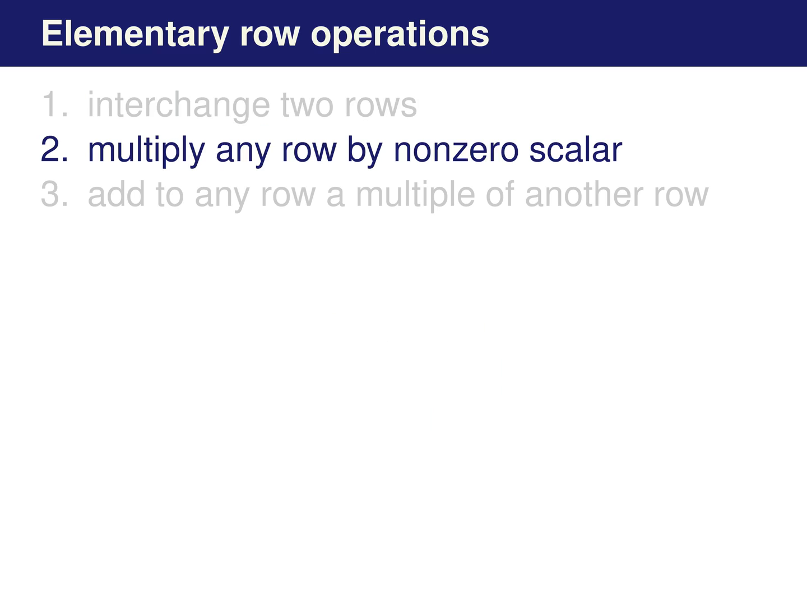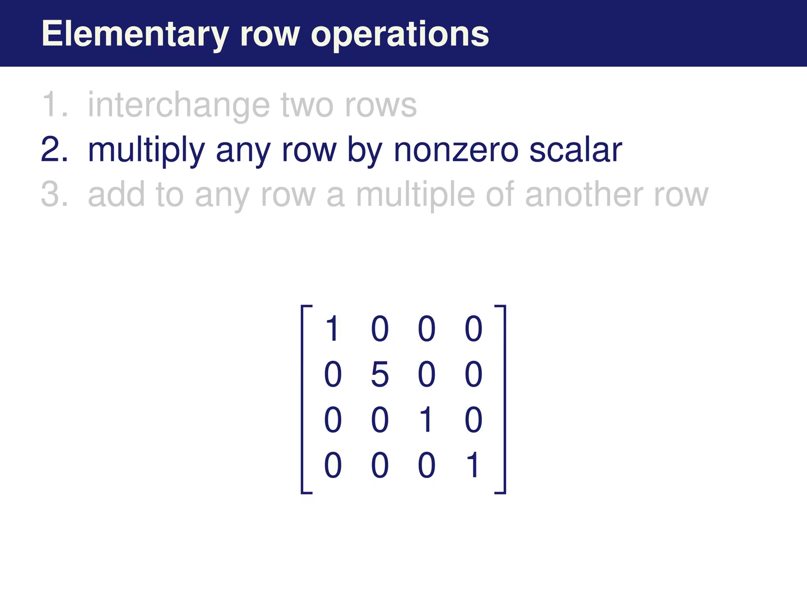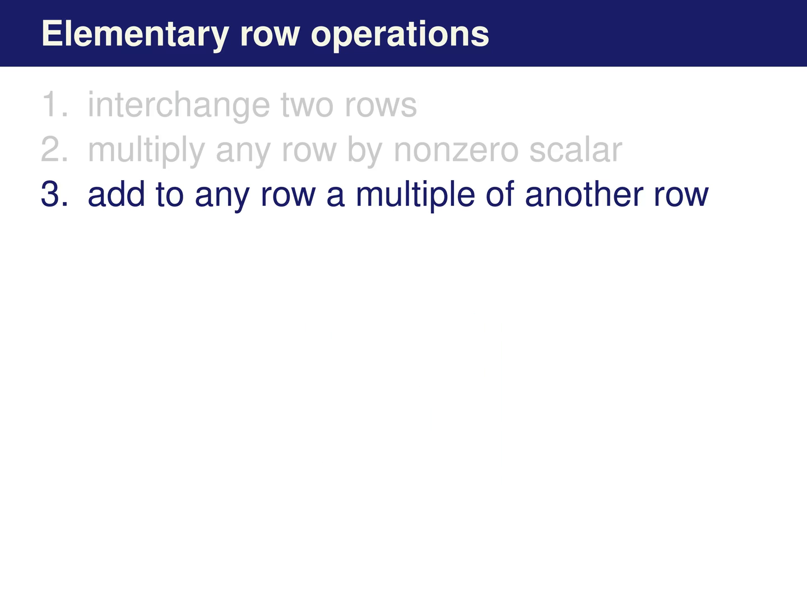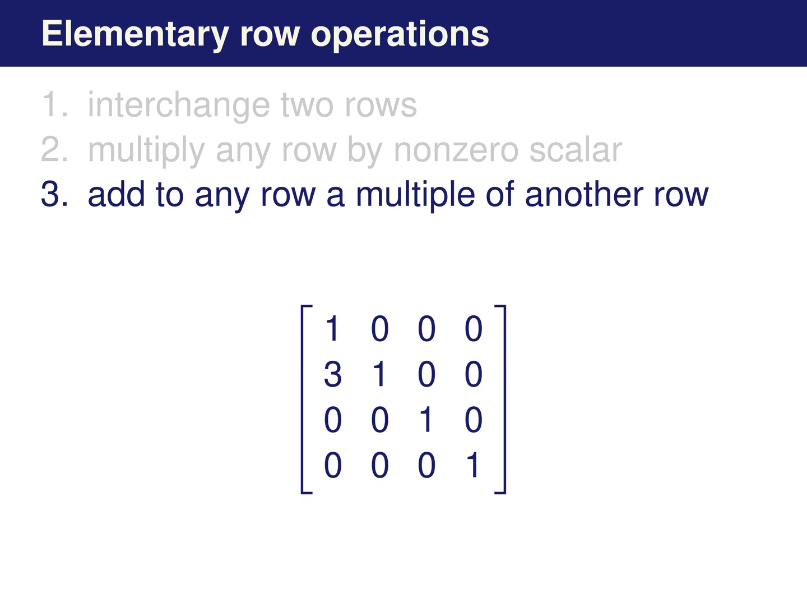We can apply a matrix to multiply a row by a non-zero scalar. This matrix multiplies the second row by 5. We can also apply a matrix to add a scalar multiple of a row to another row. For example, this matrix adds 3 times row 1 to row 2.